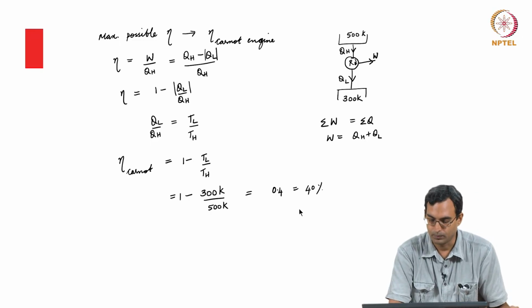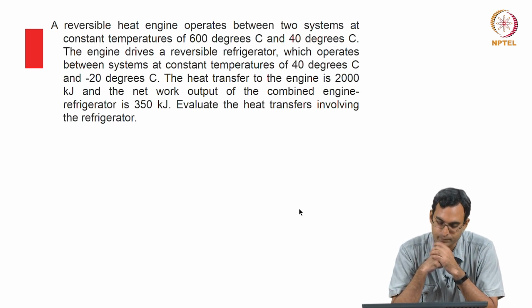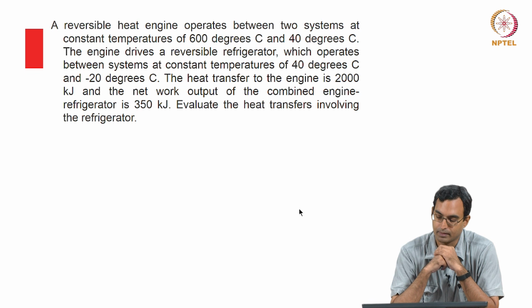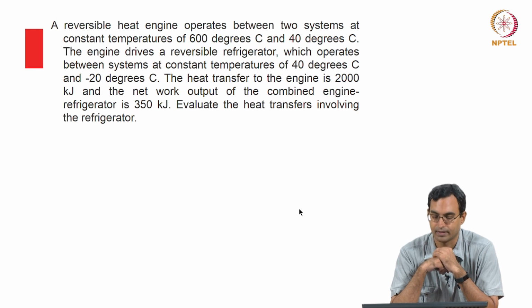So let's go on to another problem. This says a reversible heat engine operates between two systems at constant temperatures of 600 degrees centigrade and 40 degrees centigrade. The engine drives a reversible refrigerator which operates between systems at constant temperatures of 40 degrees centigrade and minus 20 degrees centigrade. The heat transfer to the engine is 2000 kilojoules. The net work output of the combined engine and refrigerator is 350 kilojoules. We are asked to evaluate the heat transfers involving the refrigerator.